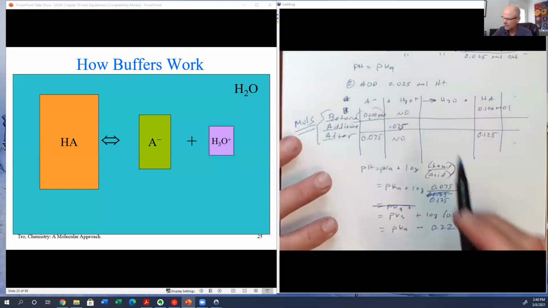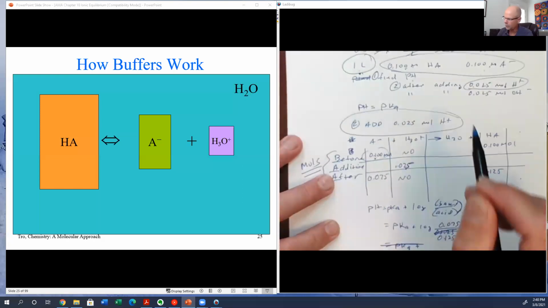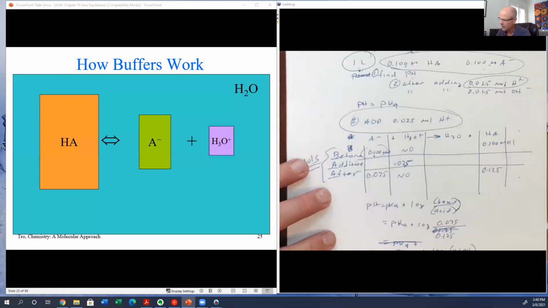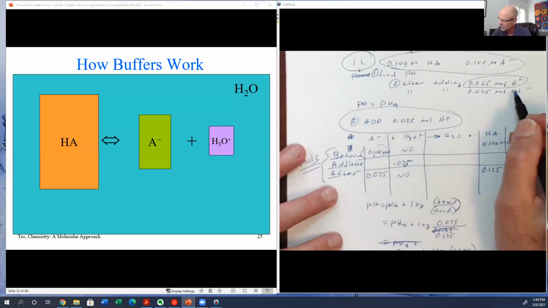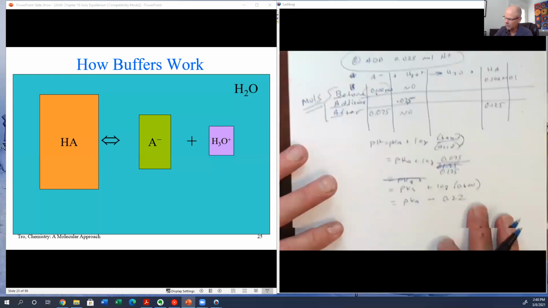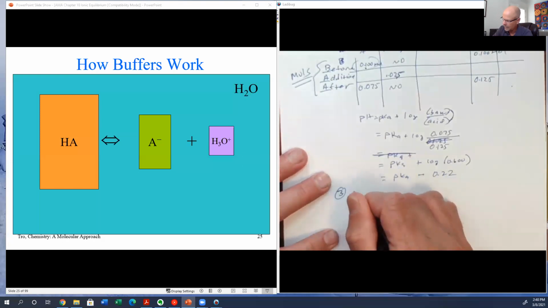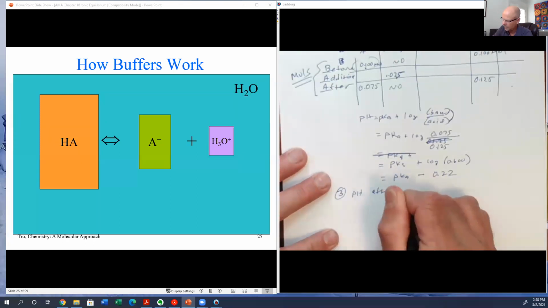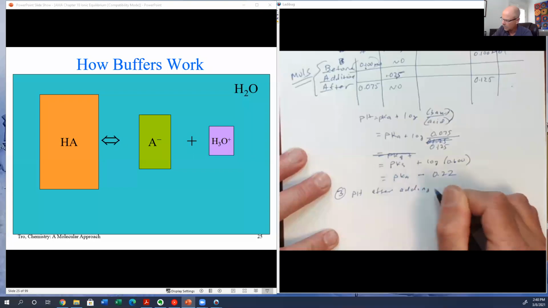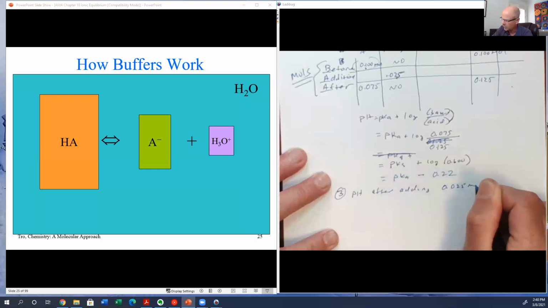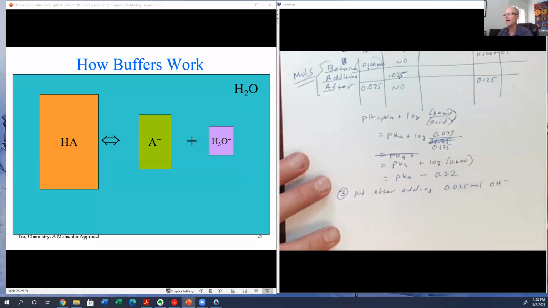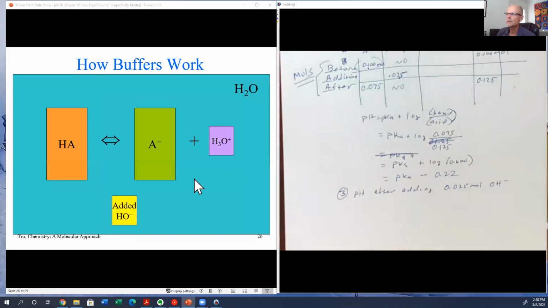Now, let's do the second part of this problem. The second part was this: add 0.025 moles of OH minus. So that was adding H plus. Now we'll go to part 3, the pH after adding 0.025 moles of OH minus. Now, what happens when I add OH minus? What does it react with?